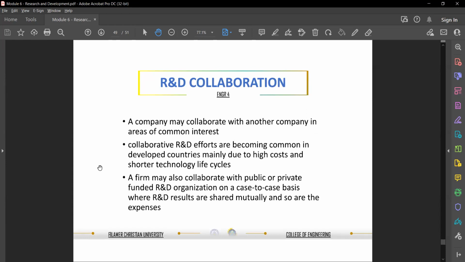Then R&D collaboration. So mamaya may papakita ko sa inyo na video. So a company may collaborate with another company in areas of common interest. And then collaborative R&D efforts are becoming common in developed countries, mainly due to high costs and shorter technology life cycles. And the firm may also collaborate with public or private funded R&D organizations on a case-to-case basis where R&D results are shared mutually and so are the expenses. So dito nga sa atin meron tayong tinatawag na PPP, no, or public-private partnership.